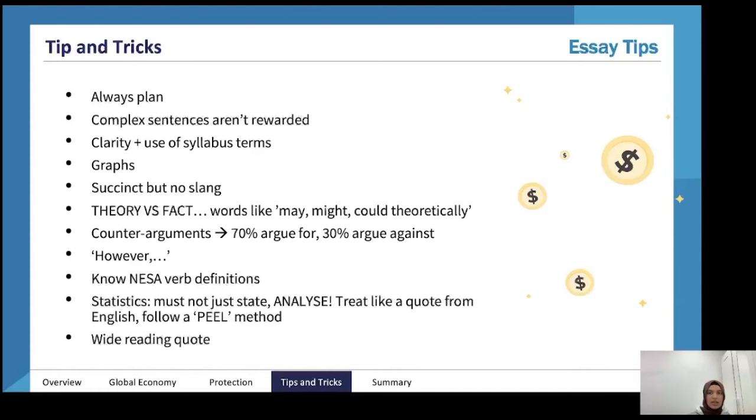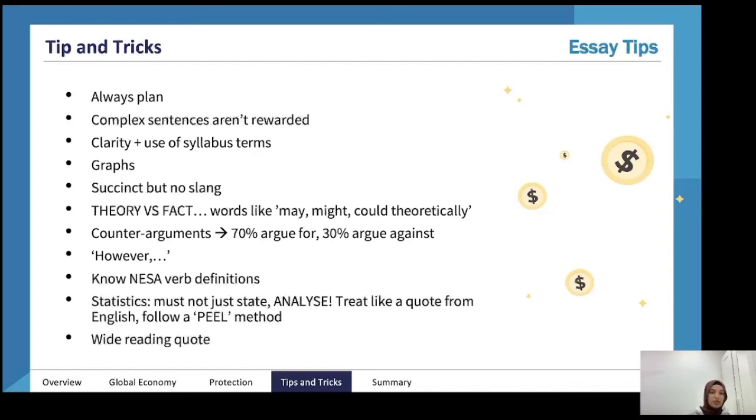Have counter arguments if they're adding, especially with judgment questions. Have "however" statements, again, following on from the previous point. Know your NESA verb definitions, access them via the NESA verb website, the NESA verb glossary.